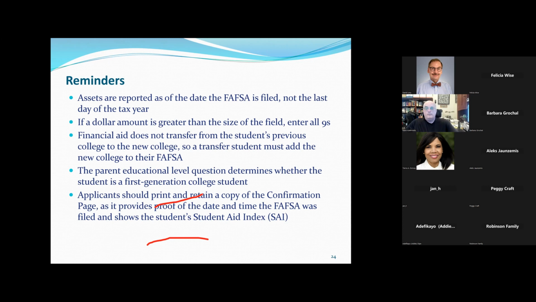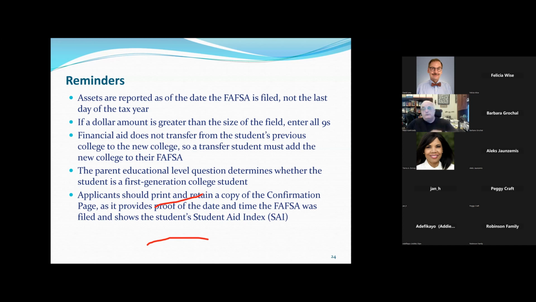The parent educational level determines whether the student is a first-generation college student. First generation now means that the student's parents did not attend college. If a student's sibling received a college degree, the student is still considered a first-generation college student. The answer should be based on the student's biological or adoptive parents, not their legal guardians, not their step-parents or foster parents. This question does not affect eligibility for federal financial aid.